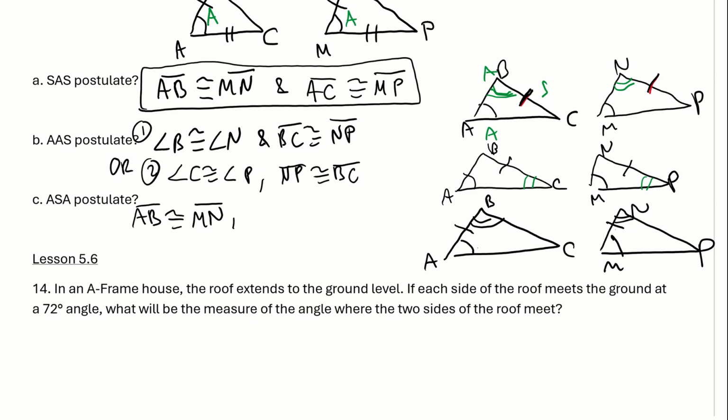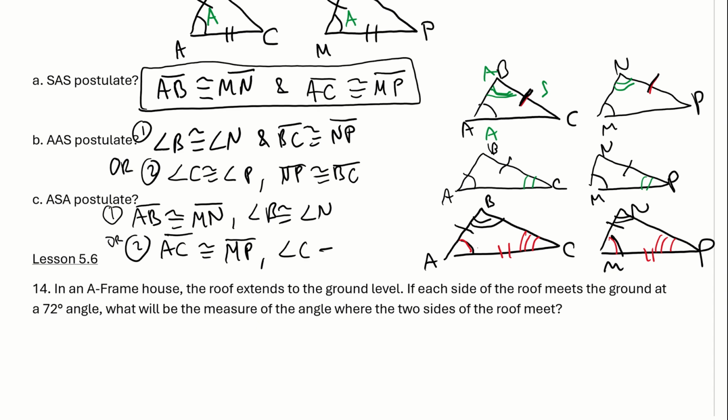And then angle B is congruent to angle N. Or we can do angle, side, angle. So we could say that AC is congruent to MP, or angle C is congruent to angle P. Those are 2 possible answers. You only have to list one of them, but I listed 2 here and then 2 for AAS. Now for SAS, for sure, there's only one way to do that.